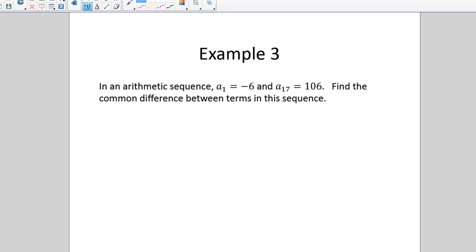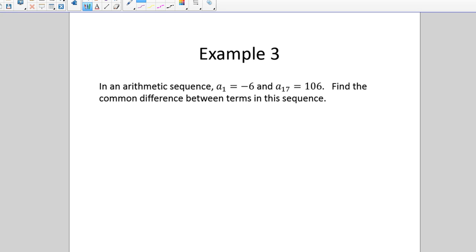Example 3, here we're given an arithmetic sequence, and we're given the first term and the 17th term. We want to use this information to get the common difference between terms in the sequence. One way to reason through it is to ask ourselves how many steps are between a sub 1 and a sub 17. So how many steps do we have to take to get from the first term to the 17th term?